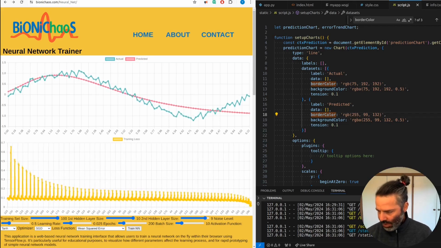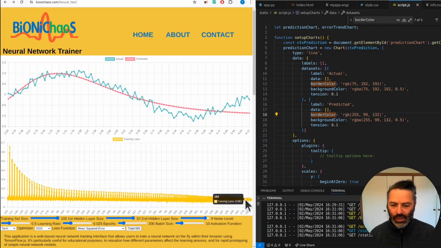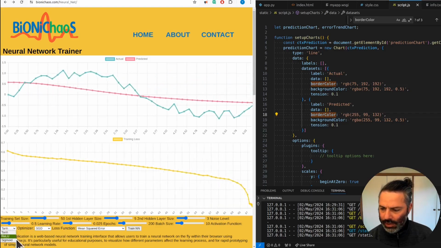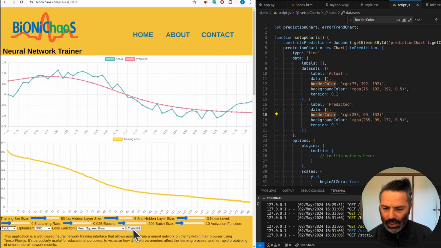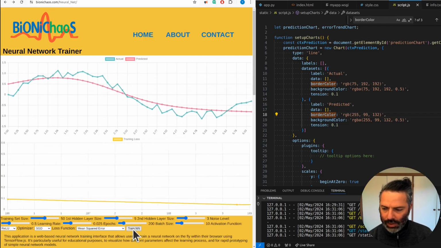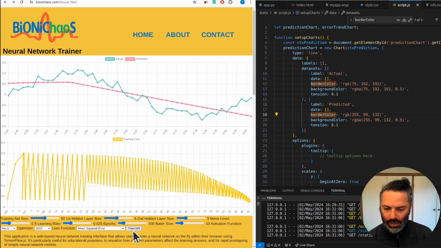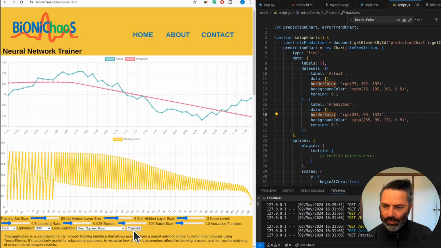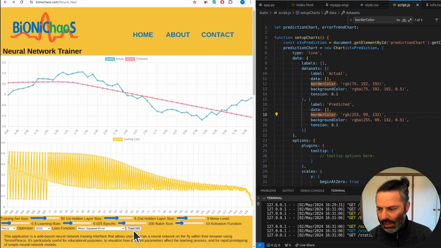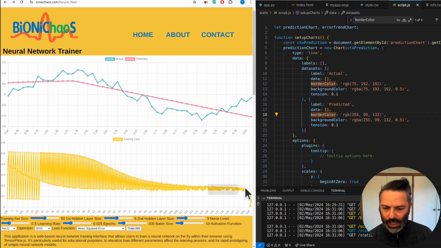Slowly but surely. Yeah, the loss function got to a pretty low number. Doesn't look like it did very well at the end there. Can try a different activation function, maybe restart. Yeah, you can, on the fly while training, change parameters and hit the train neural net button again. See what difference it makes, if any.